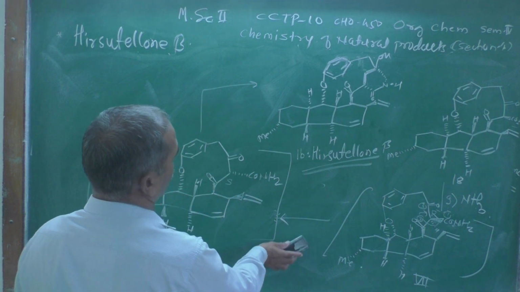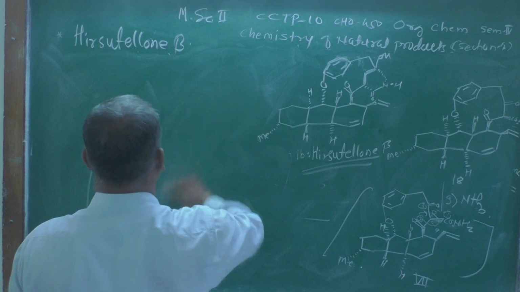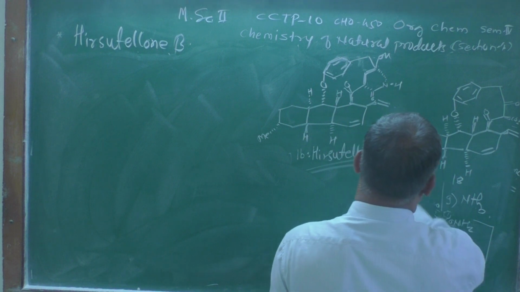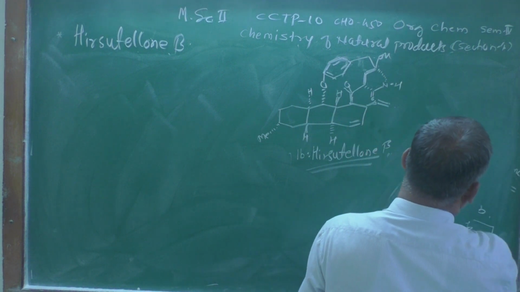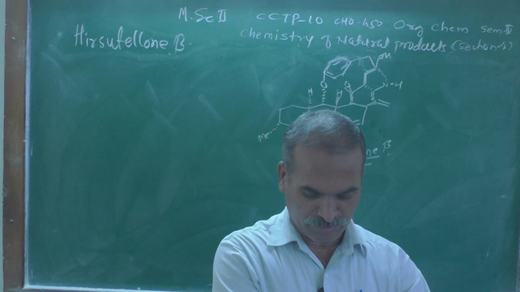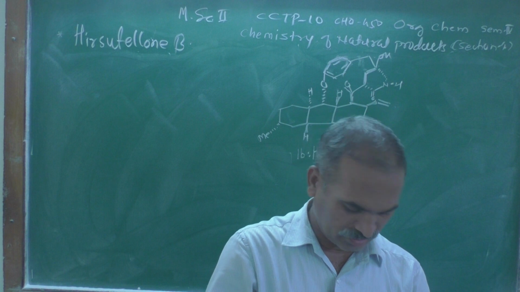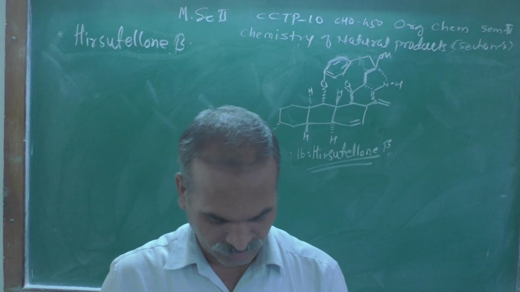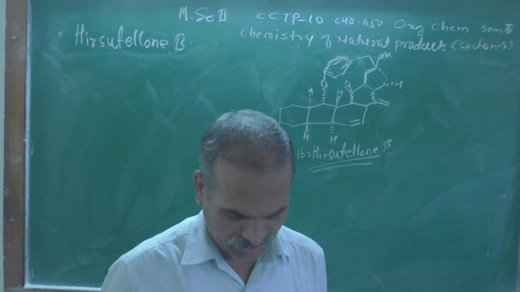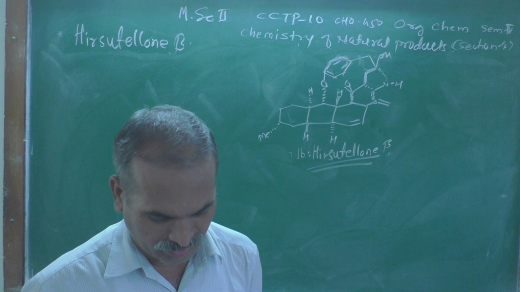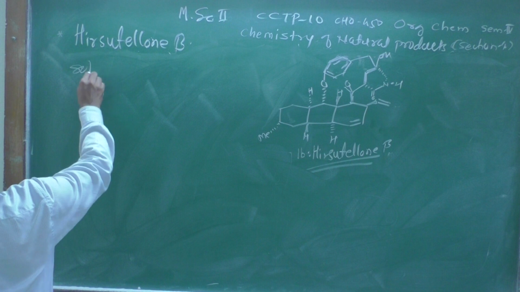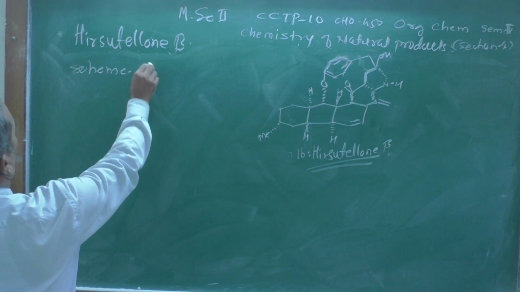So in this way we have discussed the synthesis of hirsutolone B, and finally we got the structure of hirsutolone B, that is scheme number 5. This is the structure which we have seen in scheme number 5, completion of the total synthesis of hirsutolone B, 1B, reagent and condition.